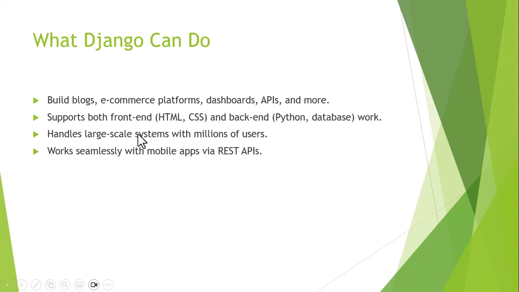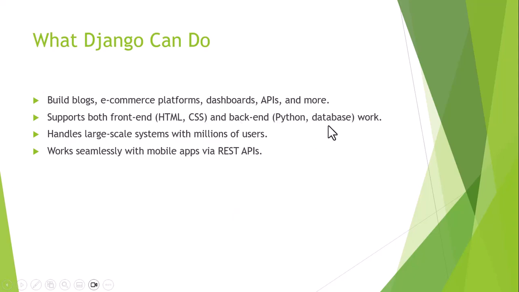So what can Django do? It can build blogs, e-commerce platforms, dashboards, APIs. APIs are application programming interfaces. They are apps that will link into other apps to improve functionality. We shall be looking through all these as we develop our apps. It does support front end, that is the HTML and CSS, so it supports both of them. So you'll also need basics of HTML and CSS, which is not all that hard. Very soon I'm launching a series on HTML and CSS, and the link will be available in the description.